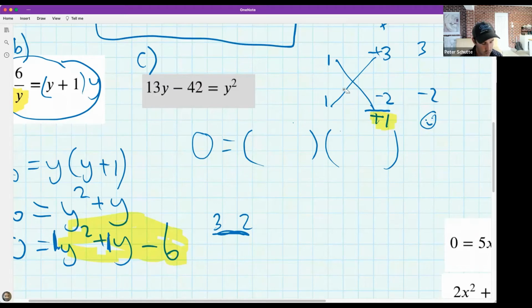And now what I do is I just write this out. Oh, sorry, I wanted to use a yellow. If I write this out horizontally, and I always write it out horizontally, I attach a variable to the 1. What is the variable? It's y. So I get y +3. And then if I go horizontally here, I get y -2.